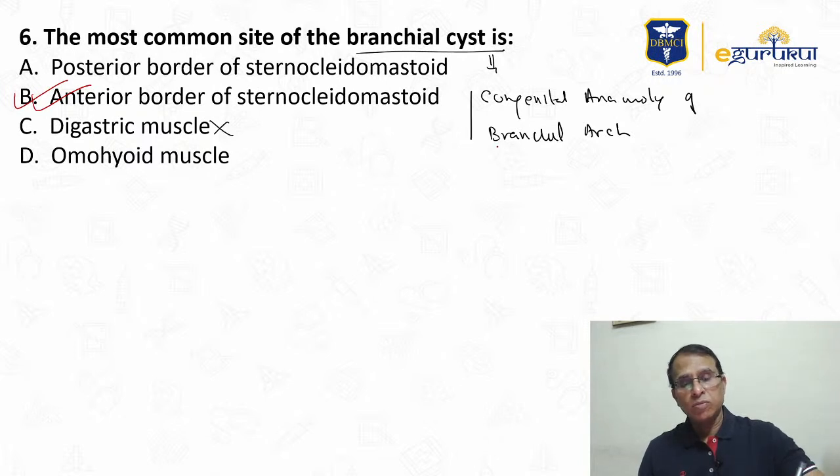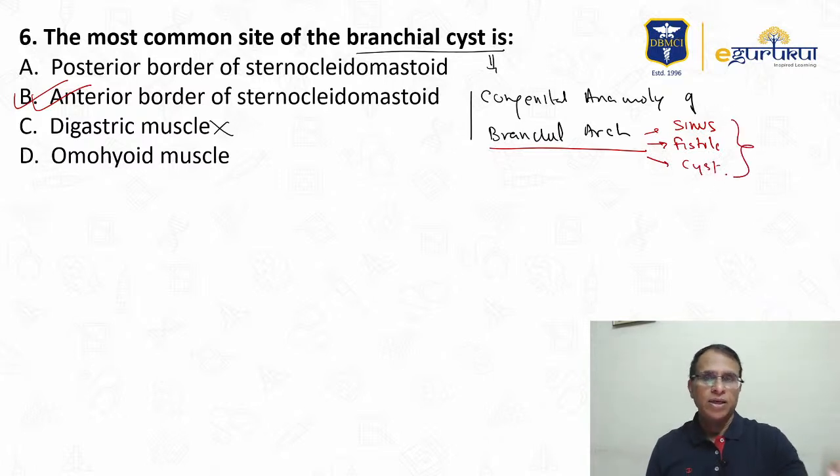And branchial arch anomalies can be a sinus, a fistula, or a cyst. Any of the three is possible in the similar area. It is around this, between the pinna and the sternocleido. It is somewhere here on the line of the anterior border of the sternocleidomastoid muscle, right?